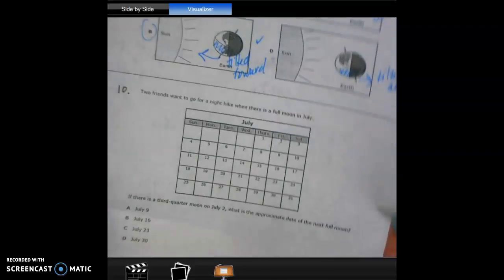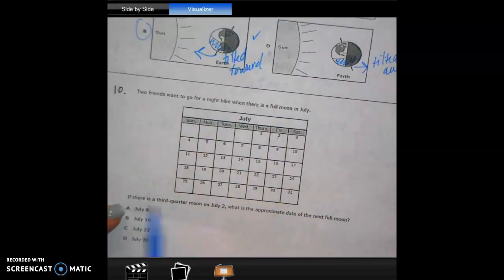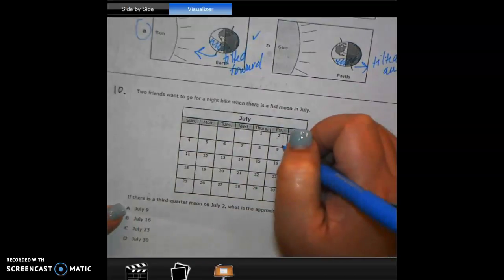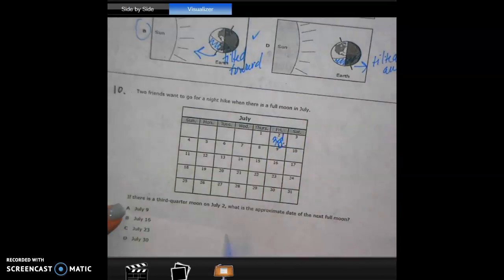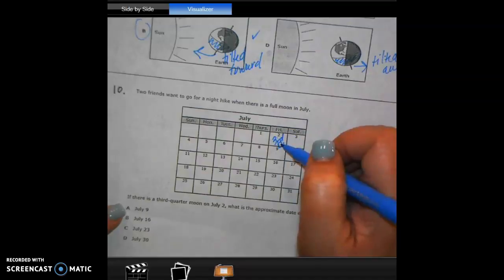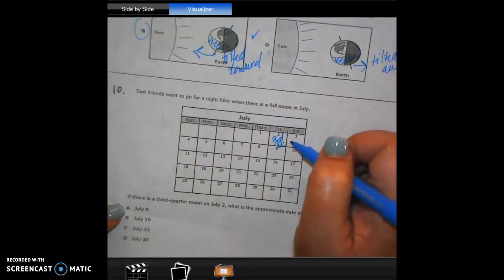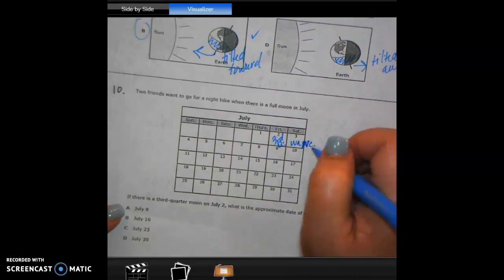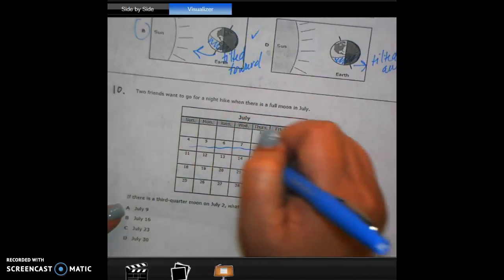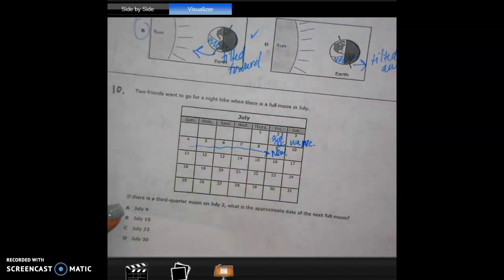And number 10, two friends want to go for a night hike when there is a full moon in July. If there is a third quarter moon on July 2nd, so July 2nd we have the third quarter moon, what is the approximate date of the next full moon? So the third quarter moon, so about 6 to 7 days later, so after the third quarter, we're going to have the waning crescent, and that's going to last for about 6 to 7 days until we get to the new moon. Then there would be a new moon on the 9th.